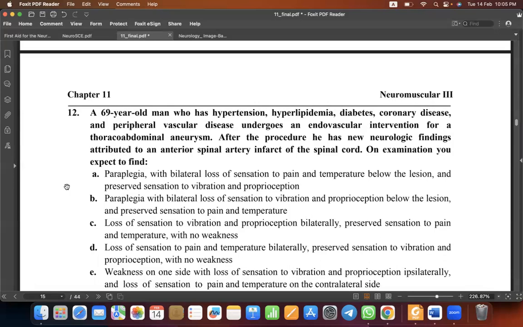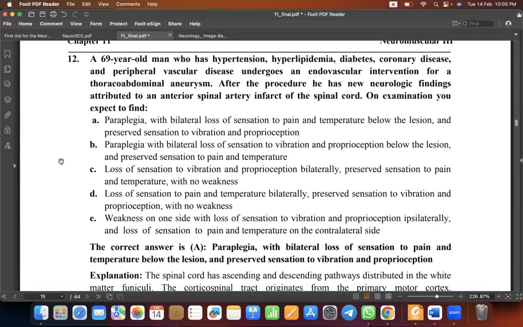Okay. Number 3, the loss of sensation of the vibration and proprioception bilaterally. Not buying it. Number 4, the loss of sensation to pain and temperature bilaterally, preserved sensation to okay. Another thing is that weakness in one side, that could be less possibility. So I guess it's A, the paraplegia with bilateral loss of sensation to pain and temperature and with preserved sensation to the vibration and proprioception.